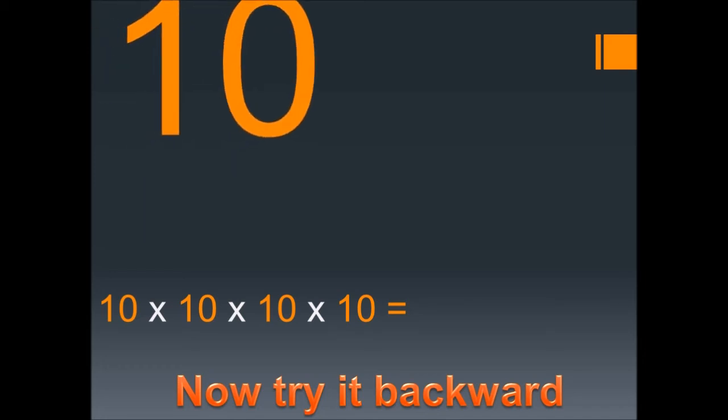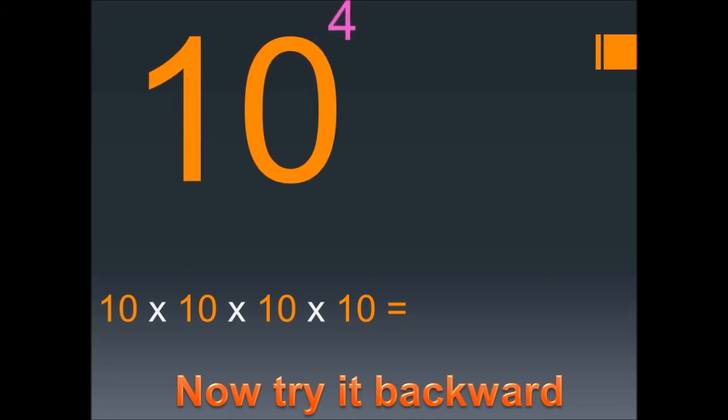Now you're going to try it backward. I'm going to give it to you in expanded form. And what you need to write in your journal is that number in exponential form. So your base is 10. Count up how many 10s you have. That's your exponent. 10 times 10 times 10 times 10 is 10 to the 4th power. Try another one.